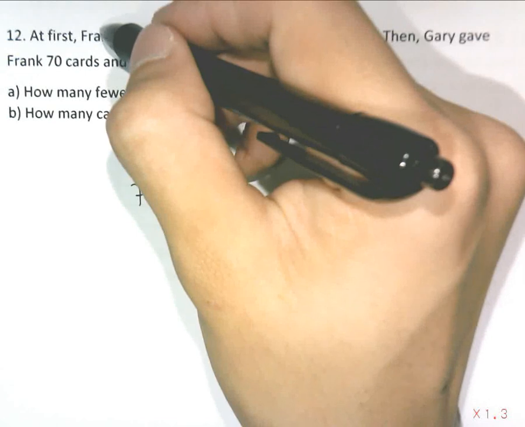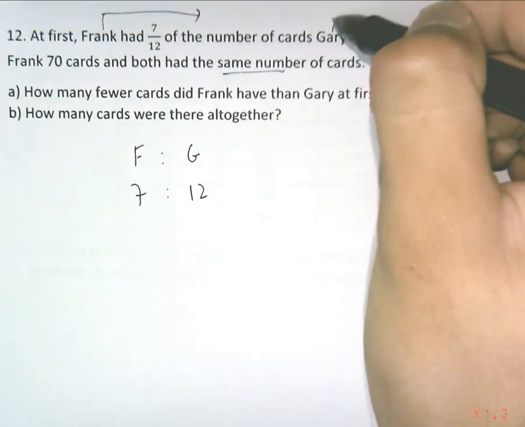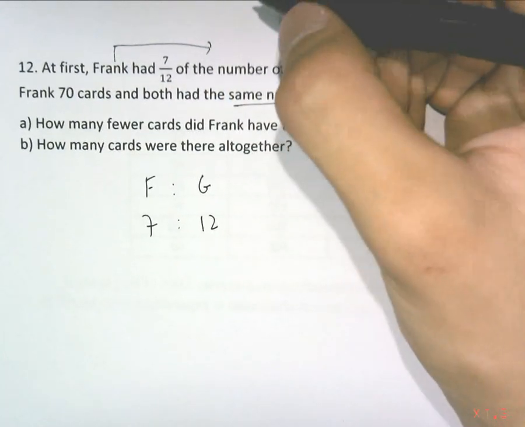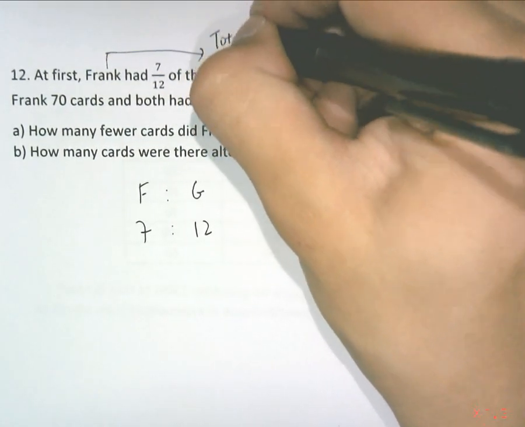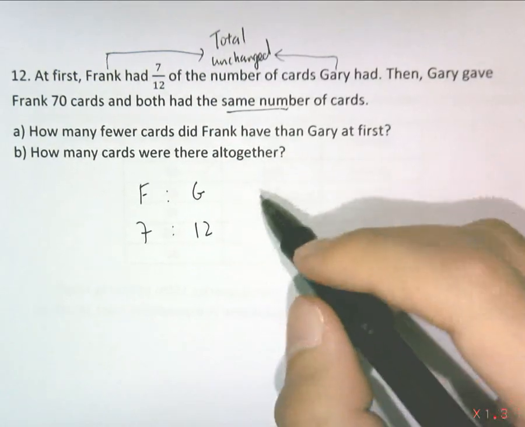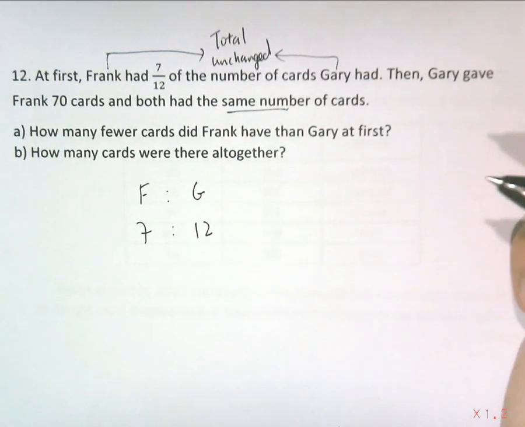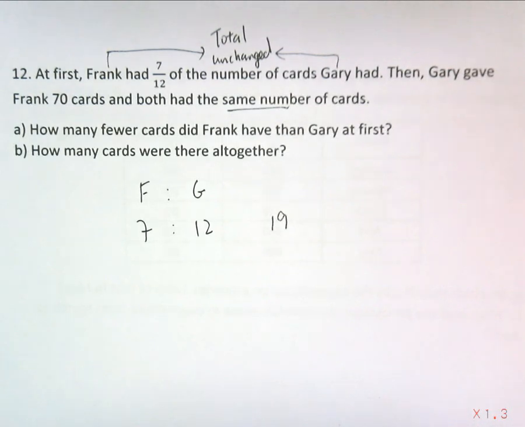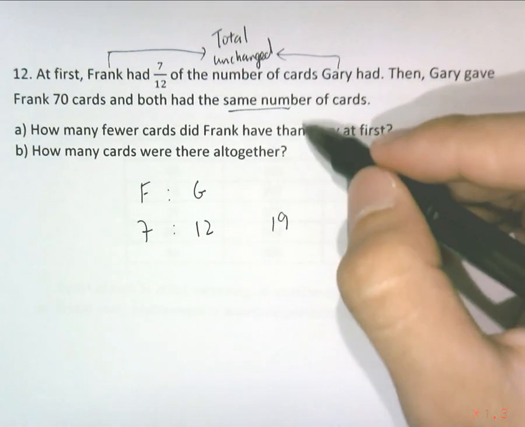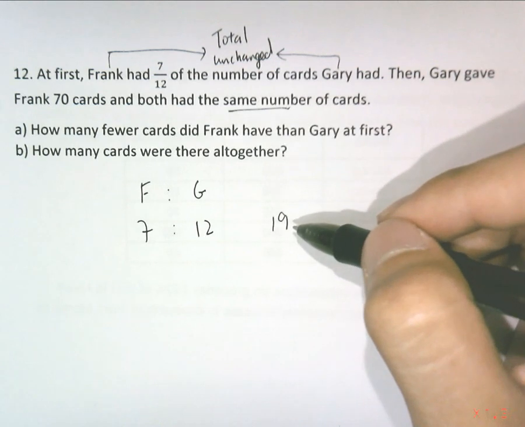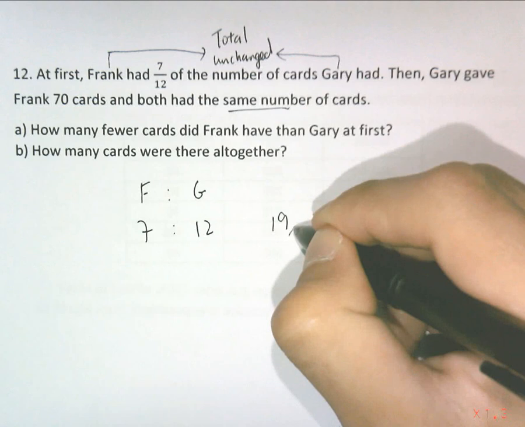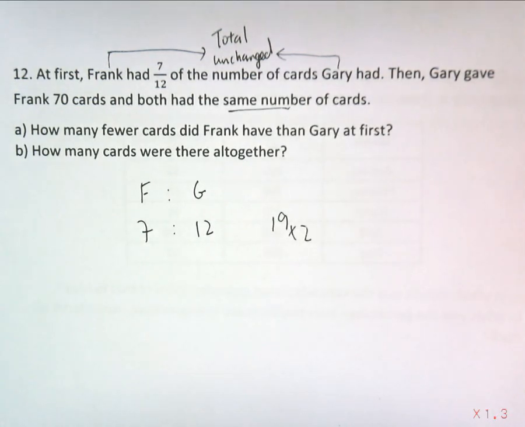So the total, which is Frank and Gary. So find a total. This total is unchanged. But if you calculate the total, 7 plus 12 is 19. And you can divide later by 2. Because 19 is not divisible by 2, if you wish, you can multiply this by 2, so it becomes an even number.